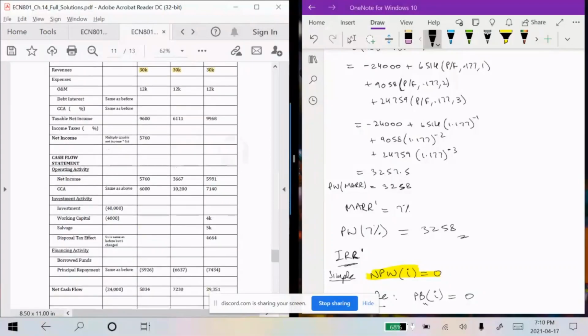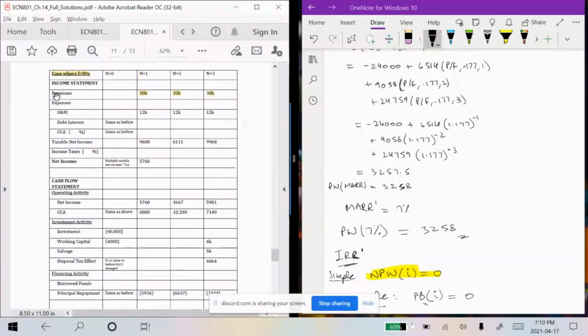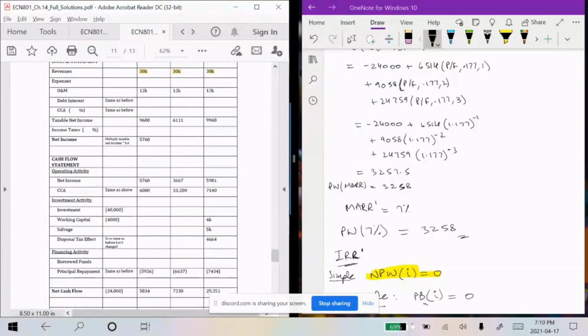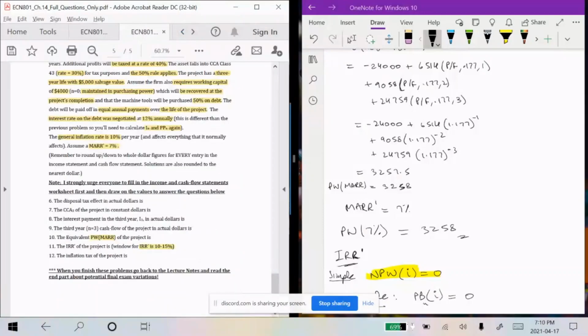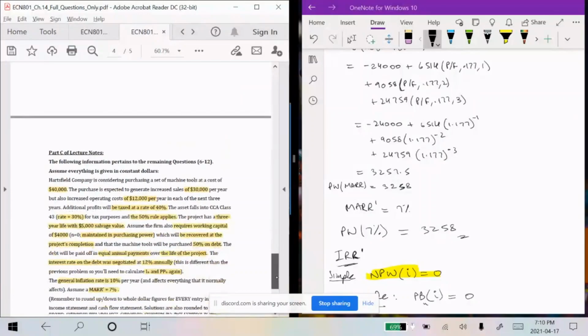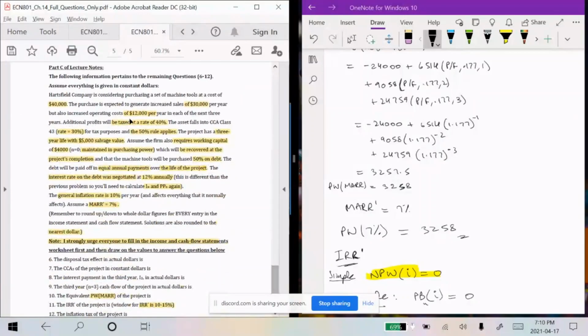And he already told us that the revenues is 30K. So that's going to be the same 30K all around. The operating charges are going to be 12K again all around. There is absolutely no inflation. So they said in the question they just gave 12K. Right here they said operating cost is 12K per year, and you just need to copy that down, 12K.